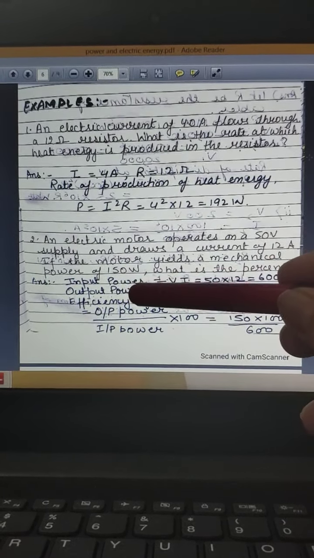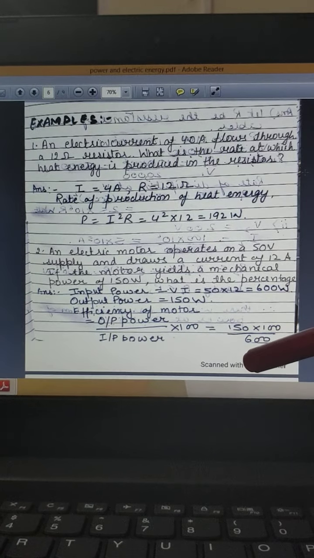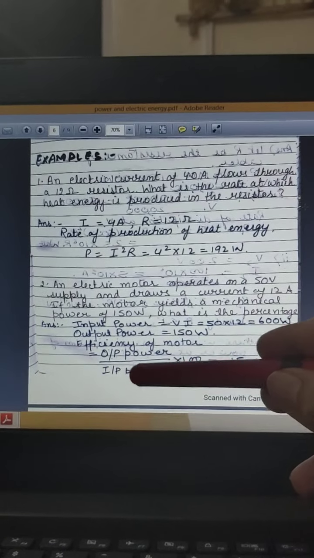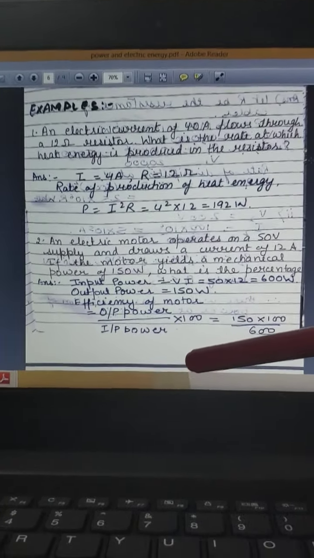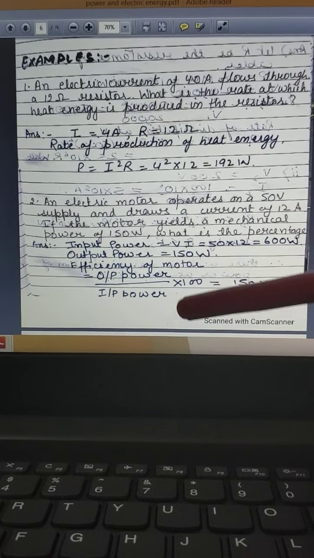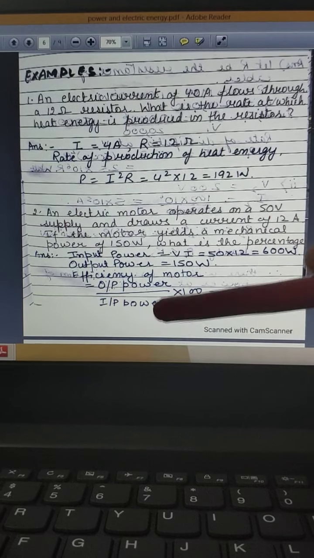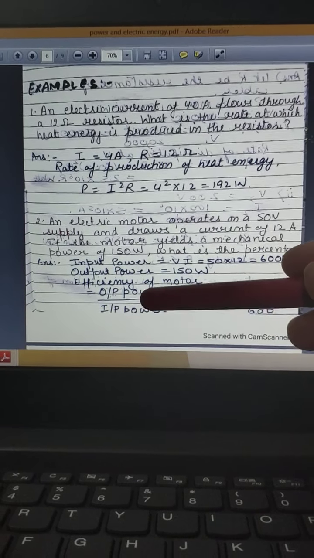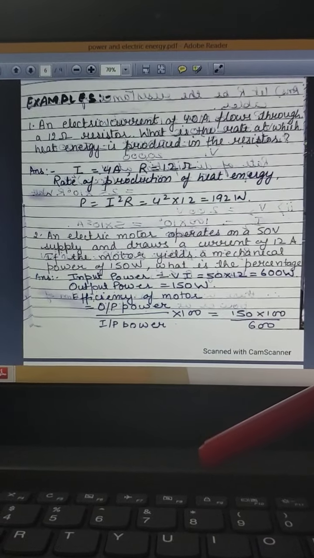Now input power, to find out the efficiency, the formula which we are going to use is output power upon input power into 100. You will keep this formula in your mind. For efficiency, we will use the formula output power upon input power into 100. So first of all, we have to find out input power, and then we will find out output power and put the value in the equation.